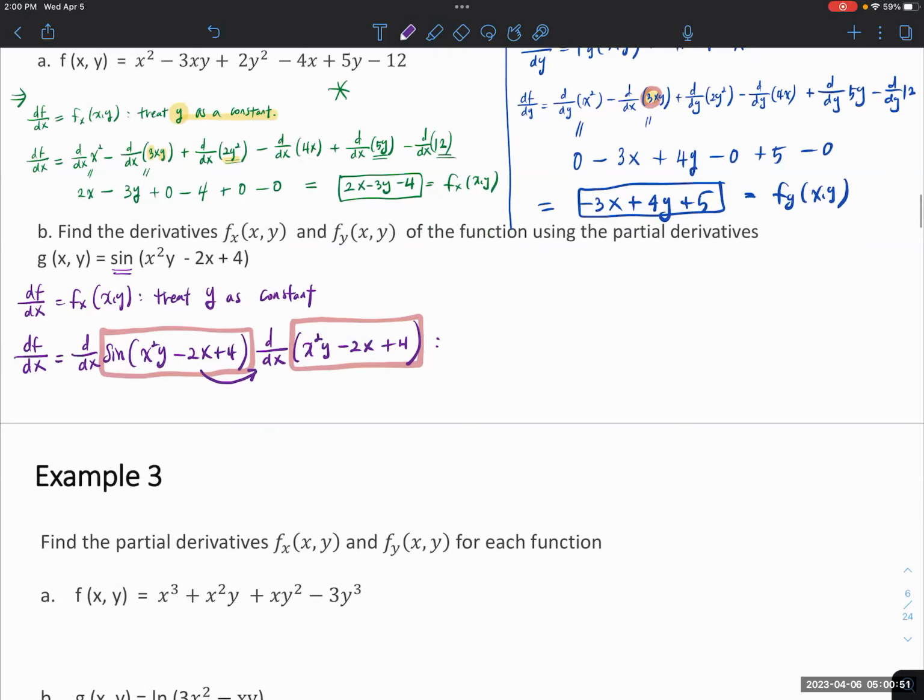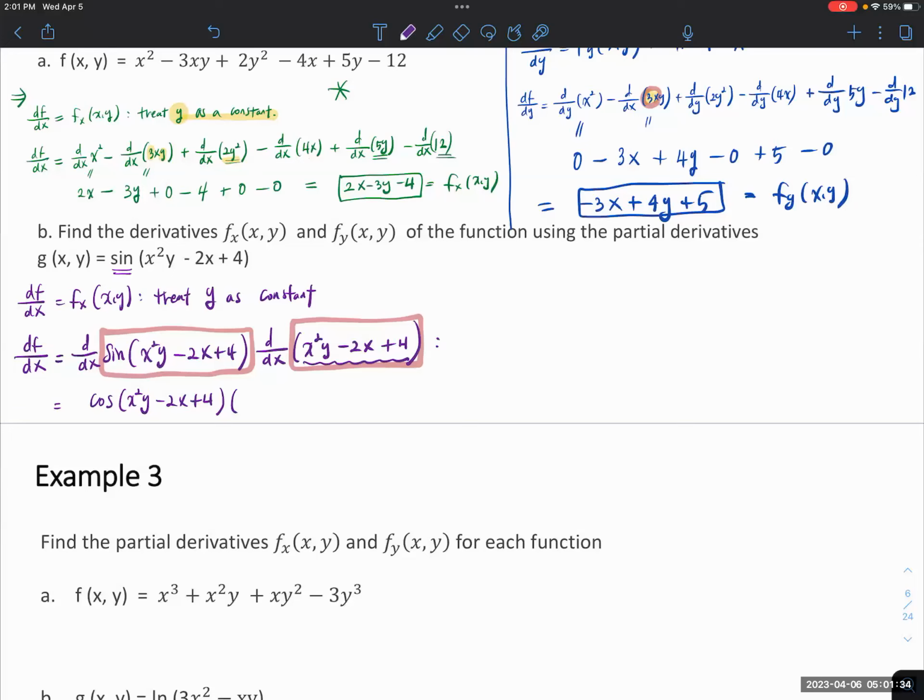So step by step, I'm going to get rid of this. What is the derivative of the sine? That's going to be cosine. Just go back to the differentiation table. So sine will be cosine. You're going to keep whatever is inside because we're going to retake the differentiation only inside. So now you're going to take the inside. So what happened? y is treated as a constant, so x squared y will be what? x squared, right? So if you take the derivative, x squared y minus 2x plus 4.